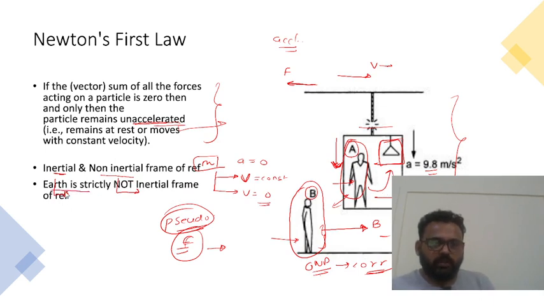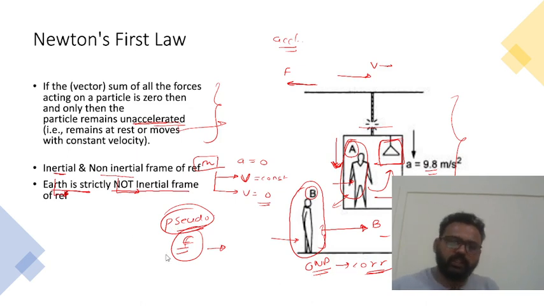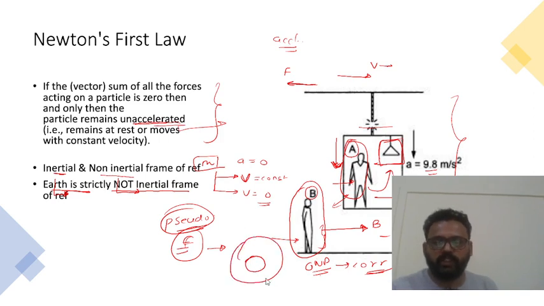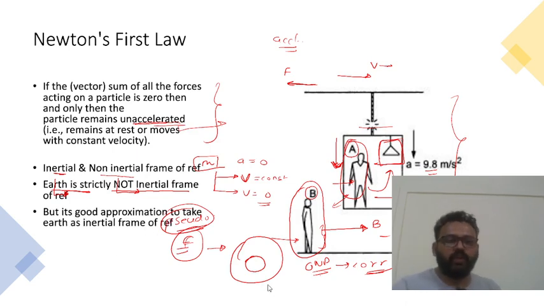Is Earth a frame of reference then? No. Earth strictly is not an inertial frame of reference. Why is it so? Earth is revolving around itself, and also it's revolving around the sun. It's not in a static position. That's why we can't take Earth strictly as an inertial frame of reference. But we can take Earth as a good approximation of an inertial frame of reference.